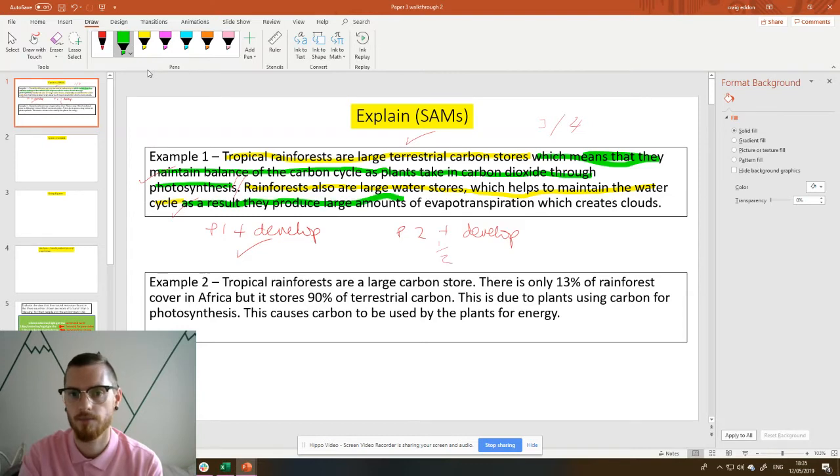to the examiner, and then we would highlight this off, and that would be my next mark. I would now have had 2 developed points, and that would give me a 4 out of 4.